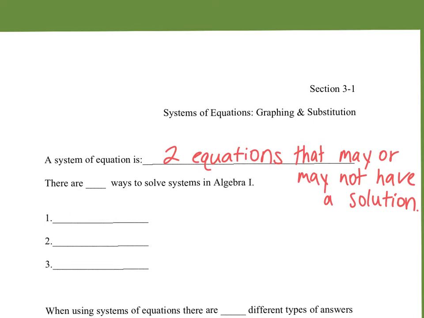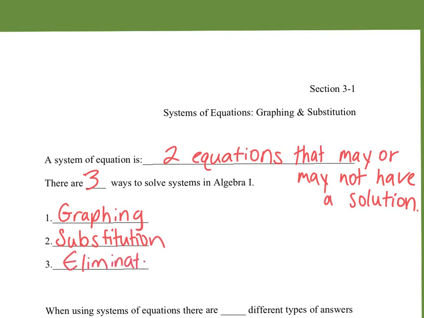Okay, so like I said, there are three ways to solve these. The first way is just by graphing it. Second way is by what we call substitution. And then the third way is what we call elimination. And elimination we will not be talking about today, but we will be talking about next class.